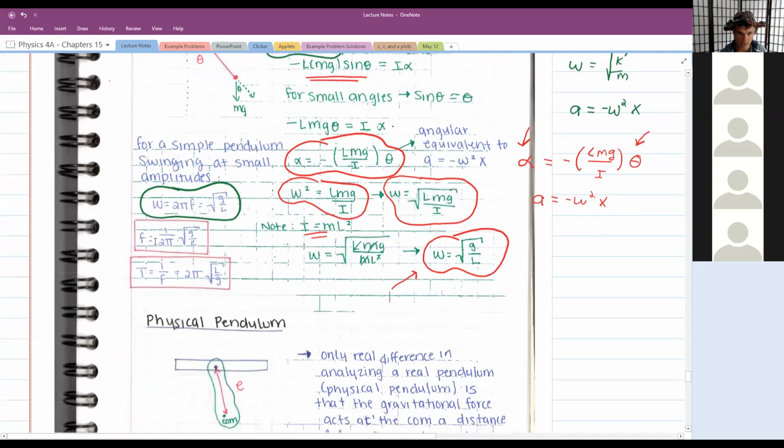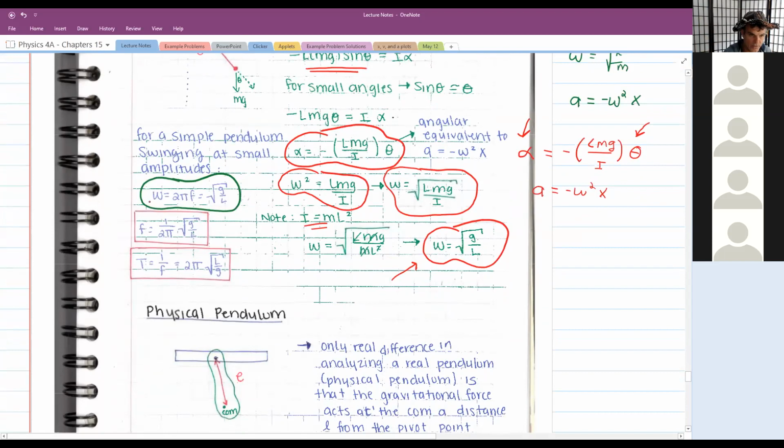And the way we end up using this is, since frequency is related to omega, omega is 2 pi f, I can solve for the frequency and get that it's 1 over 2 pi times the square root of g over L. Period, which is 1 over the frequency, is 2 pi times the square root of L over g. One interesting thing: this does not depend upon the mass.